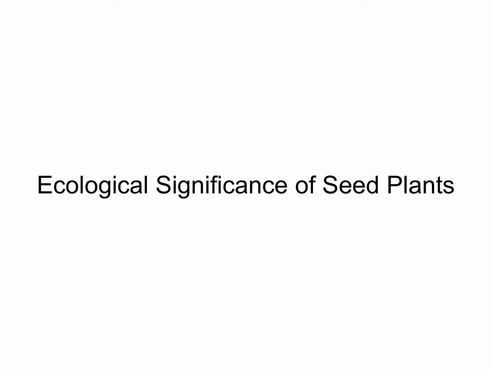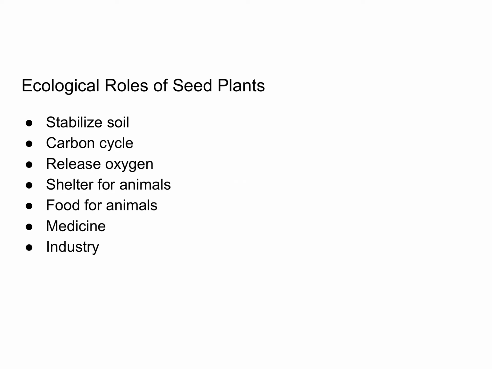In this video, we will talk more about the ecology of seed plants. So this is just a list of some of the different ecological roles that these seed plants play. So first of all, they help to stabilize soil. Essentially their roots help to trap dirt or soil, and it helps to prevent erosion.